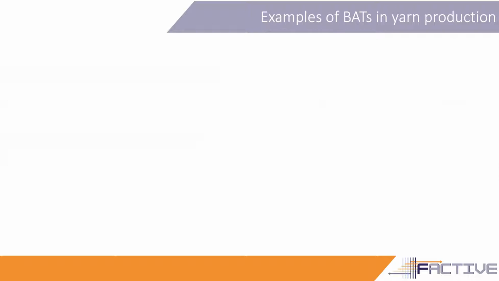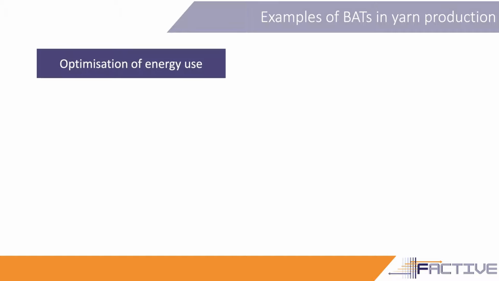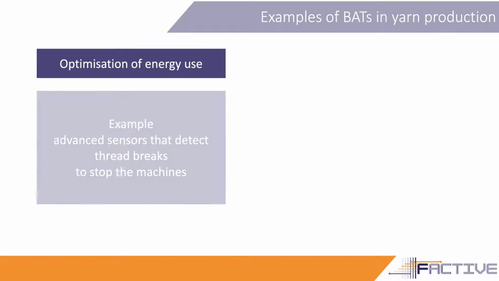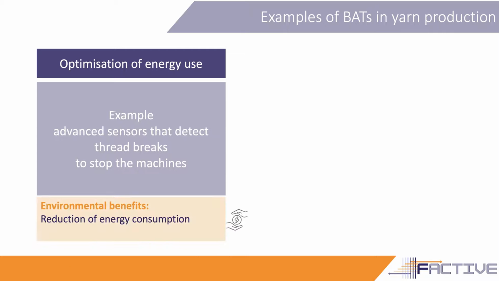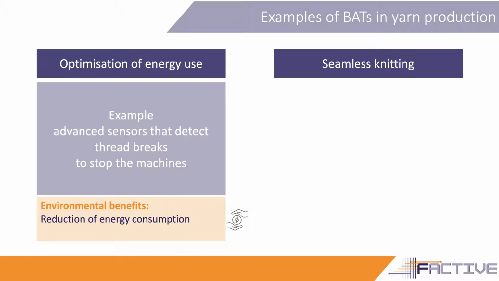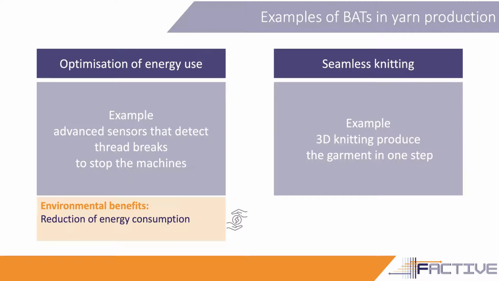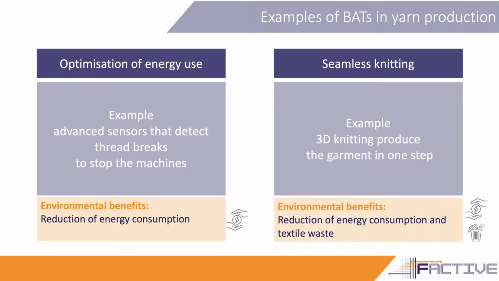Two examples of environmental improvements in yarn production processes could be: apply systems to optimize the energy use, for example, advanced sensors that detect thread breaks to stop the machines, achieving a reduction of energy consumption. Use of seamless knitting techniques, for example, 3D knitting produces the garment in one step, without fabric cutting and sewing steps, obtaining a reduction of energy consumption and textile waste.